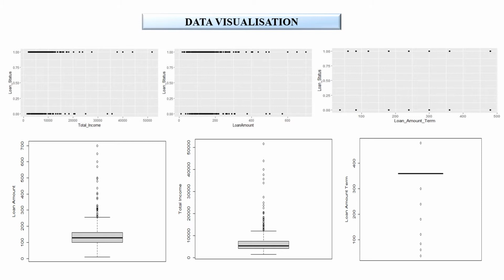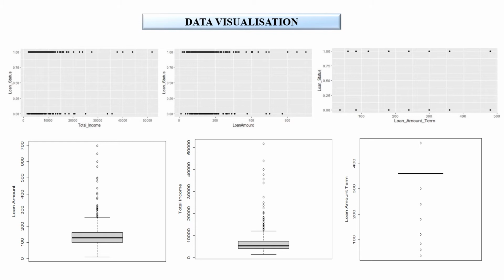The first one shows the distribution of total income. For the applicants in the lower income range, the approval rate is almost the same. But for the applicants with high income, the approval rate is very high. Especially above $40,000, the rejection is 0.